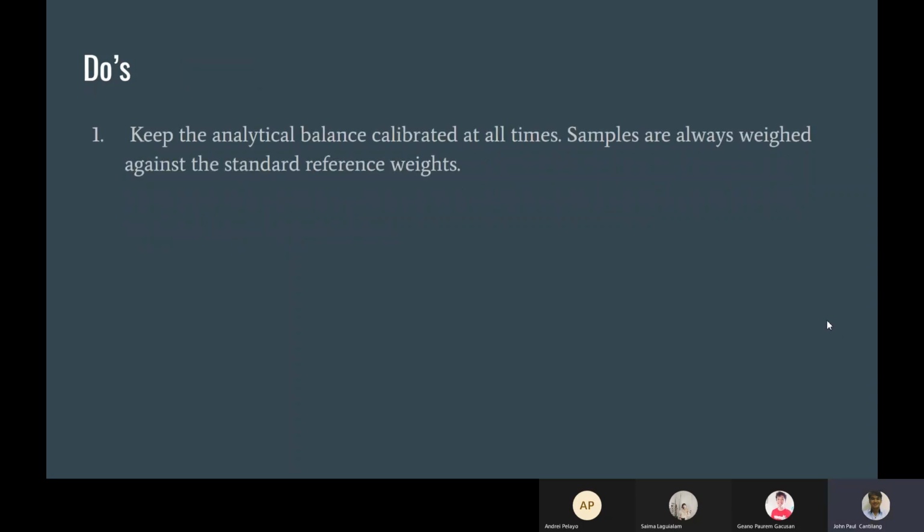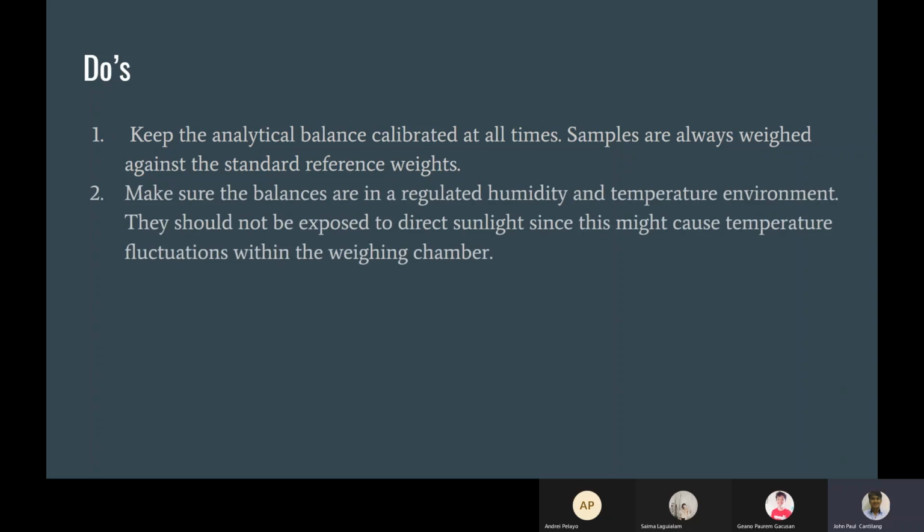Do's. Number 1. Keep the analytical balance calibrated at all times. Samples are always weighed against the standard reference weights. Number 2. Make sure the balances are in a regulated humidity and temperature environment. They should not be exposed to direct sunlight since this might cause temperature fluctuations within the weighing chamber.